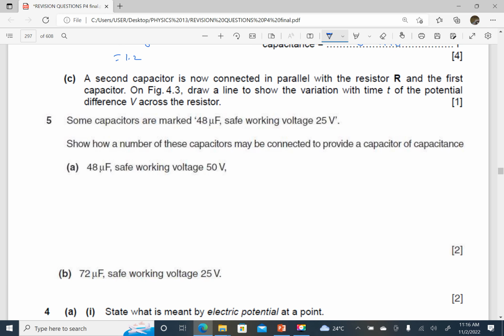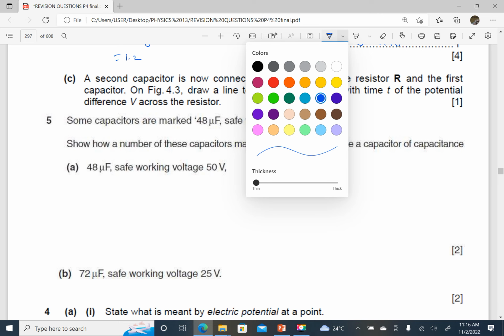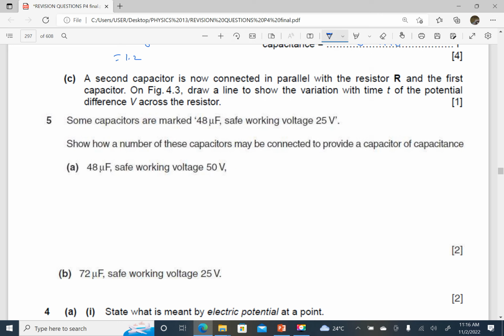Some capacitors are marked 48 microfarads, safe working voltage 25 volts. Show how a number of these capacitors may be connected to provide a capacitor of capacitance 48 microfarads, with a safe working voltage of 50 volts. So what is available? The voltage available is 50, but remember the PD across each capacitor should not go beyond 25 volts. And total capacitance is going to be 48 microfarads.